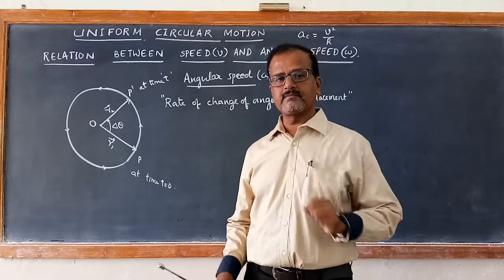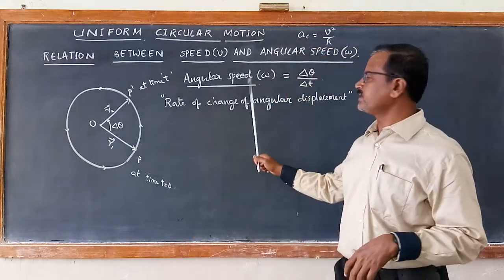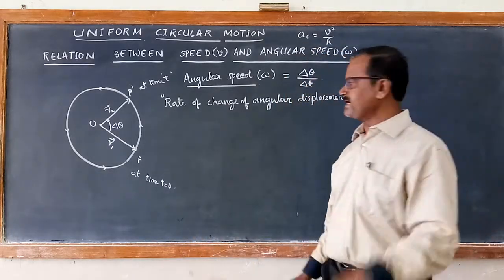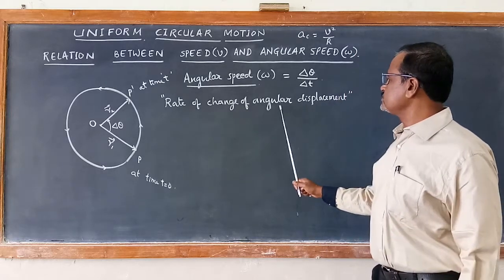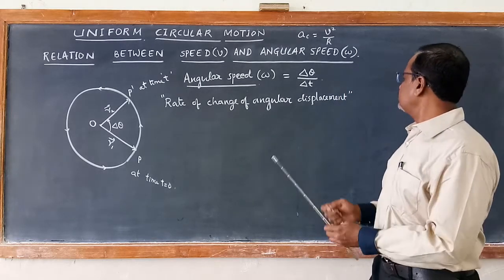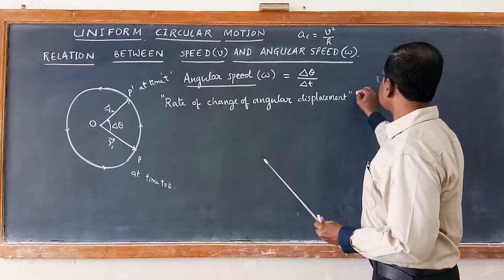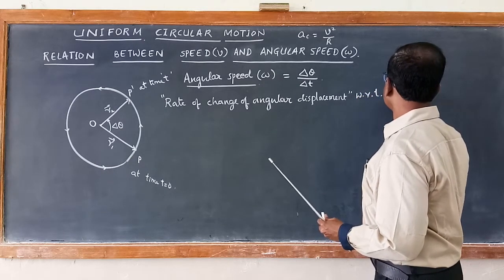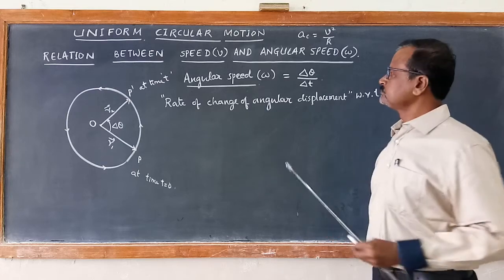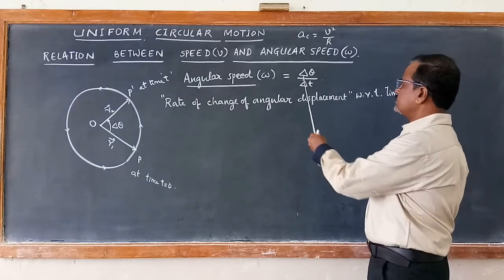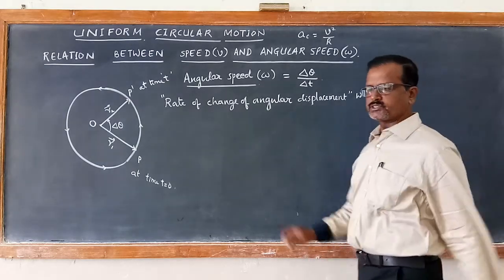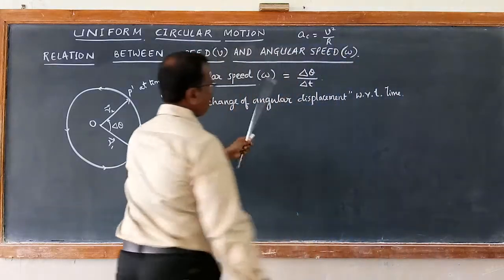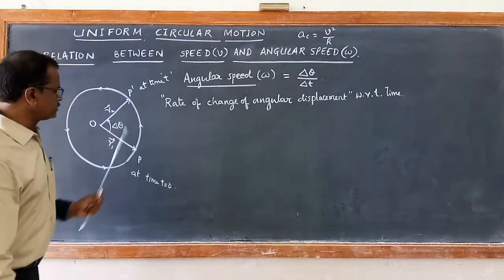Now at this moment we will define what is angular speed: the rate of change of angular displacement with respect to time. So, angle displaced divided by time. This is how we define angular speed.